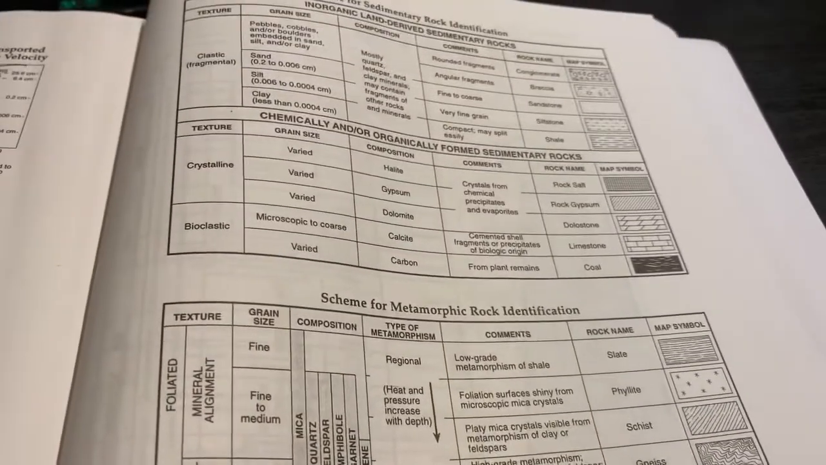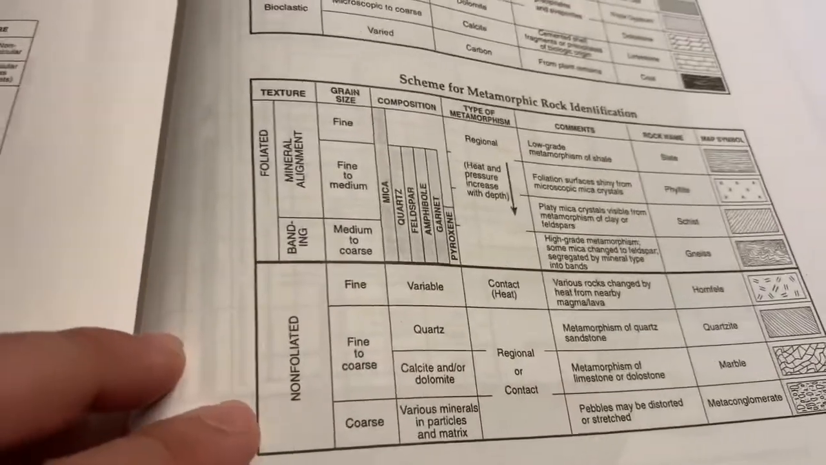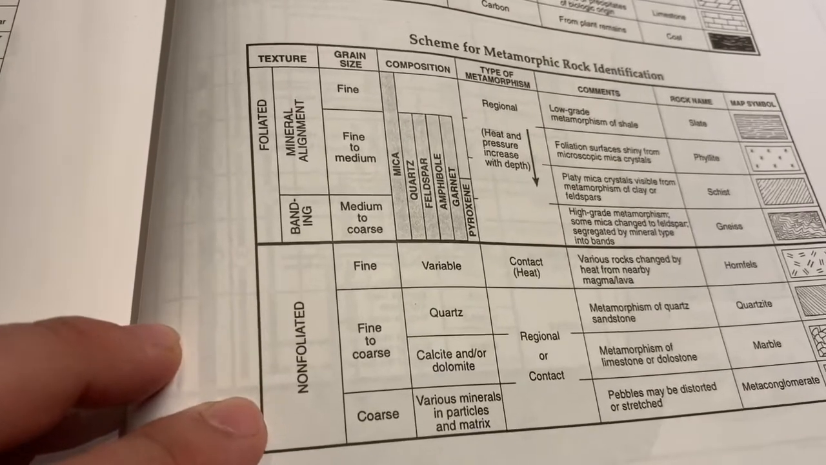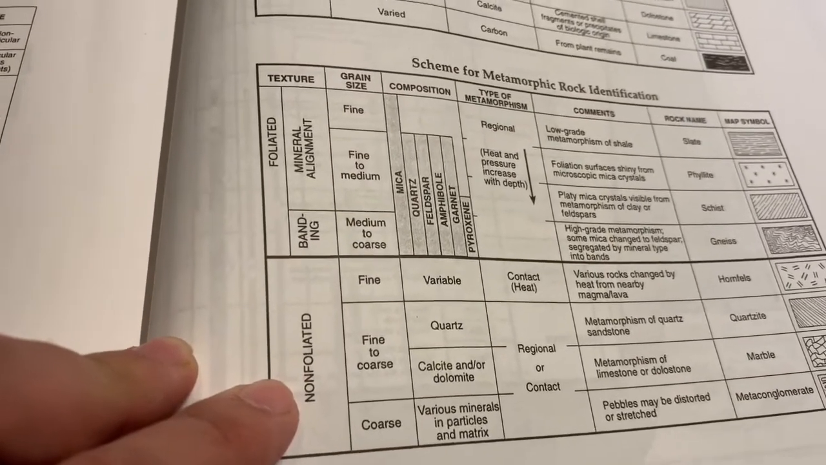There's the map symbols for the sedimentary up there too. You're going to be responsible for knowing all these different map symbols. If we look at the bottom of the chart, it's very similar. You got the non-foliated texture, which means the minerals are not aligned.